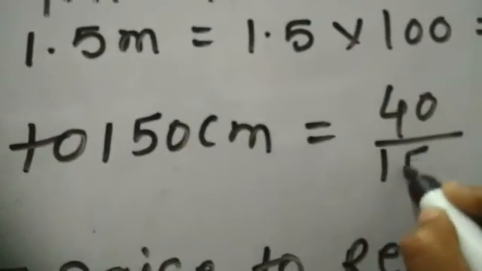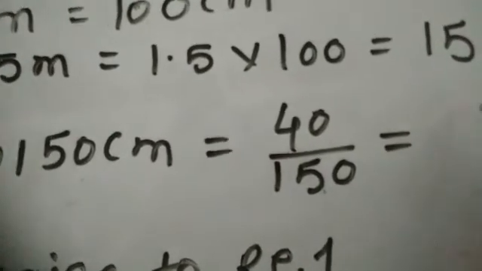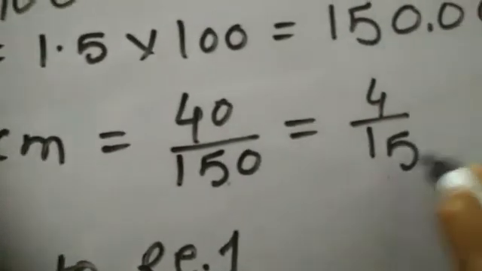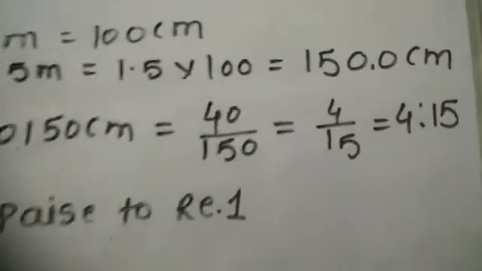Now we take the ratio of 40 centimeters to 150 centimeters. So it will be 40 upon 150. If you divide them by 10, you will get 4 by 15. Hence the required ratio is 4:15.